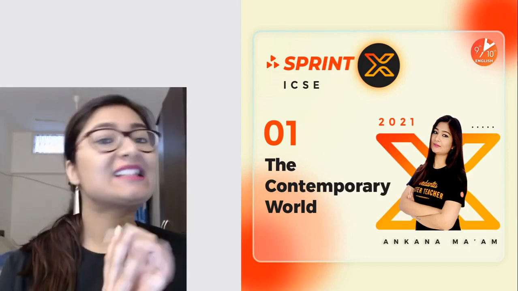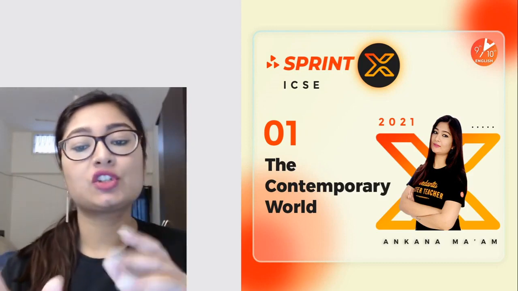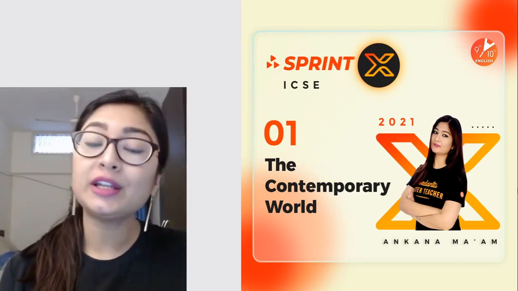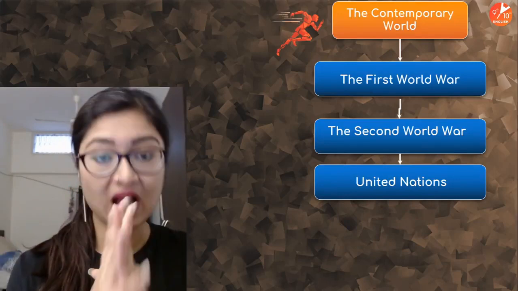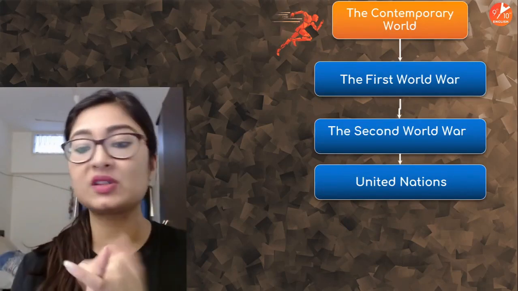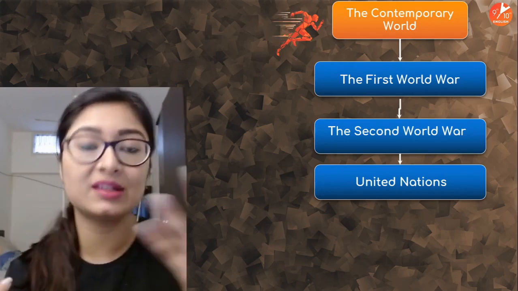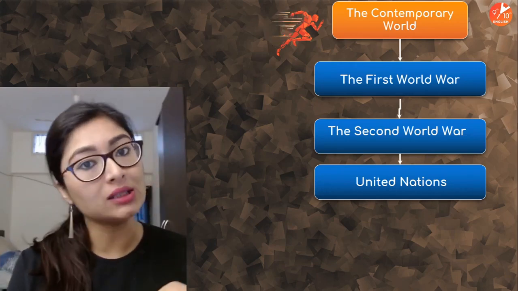Okay, so let's get started with the very first session of our new chapter, the contemporary world. Now, what are the topics that we will be covering under this chapter? Under the contemporary world, we'll be covering the First World War, the Second World War, and of course, the United Nations, formations, and all the organs, right?